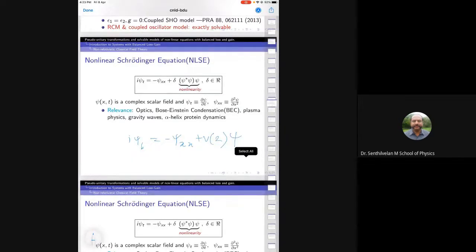It is relevant in modified forms, but this is the nonlinear Schrodinger equation. If we add some confining potential, that means if we add some term like this to this equation, then that is the Gross-Pitaevskii equation, which is very useful for the Bose-Einstein condensate. And then plasma physics, gravity waves, alpha helix protein dynamics; the list is long, and the famous ones are included here. It has a relevance.